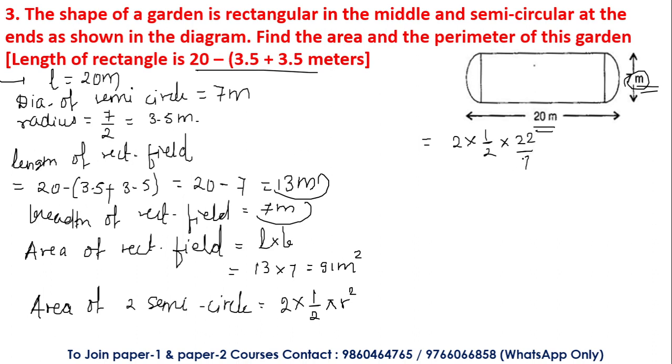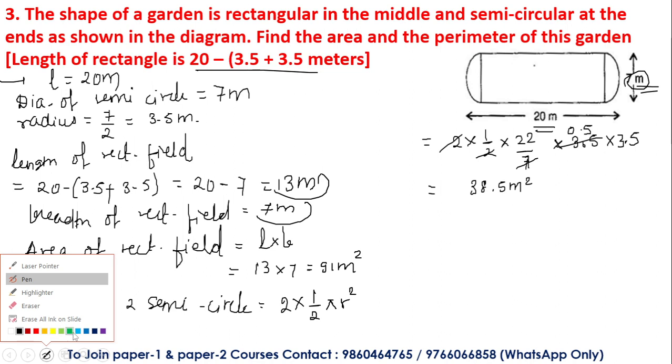The value of pi is 22 divided by 7, into the radius value, which is 3.5. It is squared, so I'll take 3.5 into 3.5. If you do the calculations over here, 7 5s are 35, 0.5 into 22 into 3.5. So this will give me 38.5 meter square. Now here I got the area of the two semicircles.